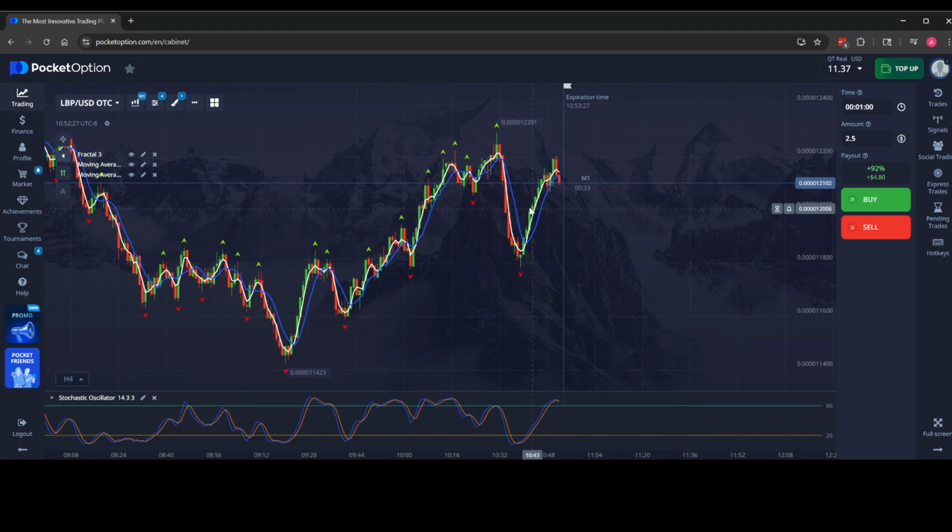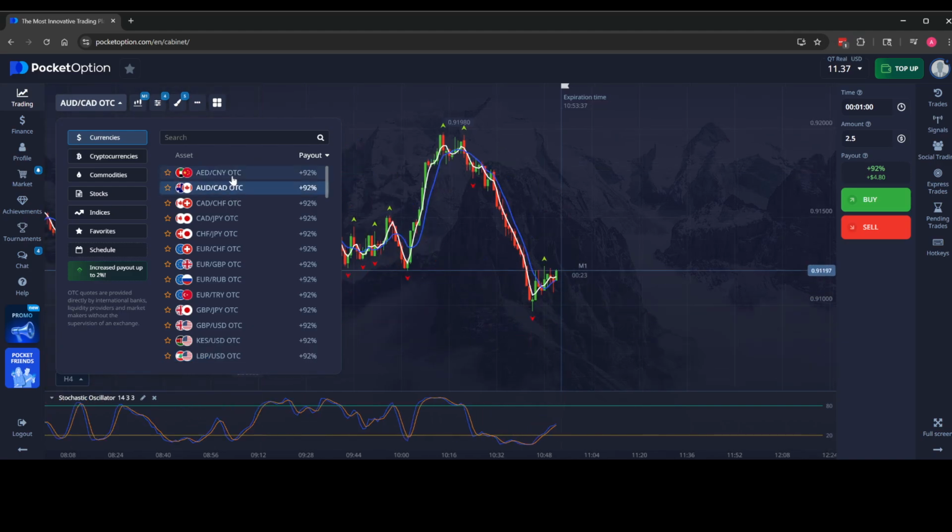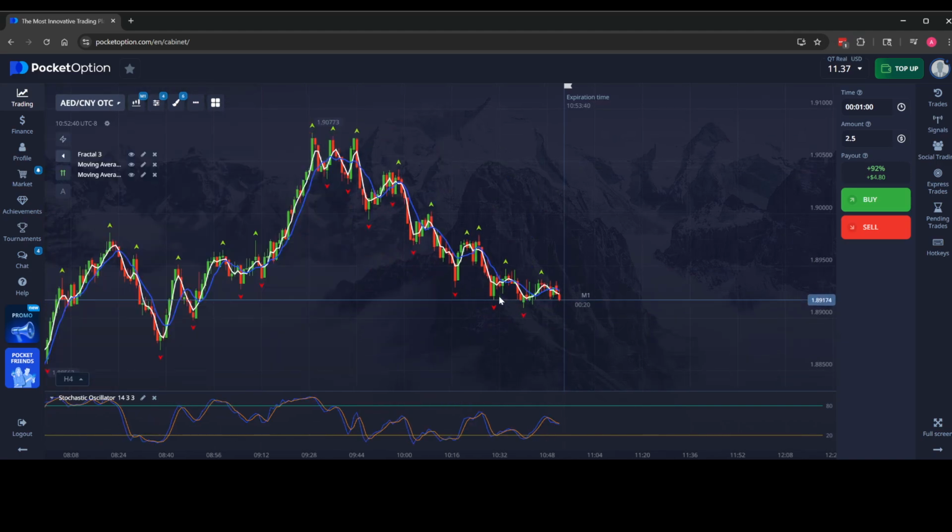Again, this is kind of crossing over, but I would want to take a trade somewhere here, not when it's curving downwards. So this is really it. We just keep looking until an opportunity comes up.